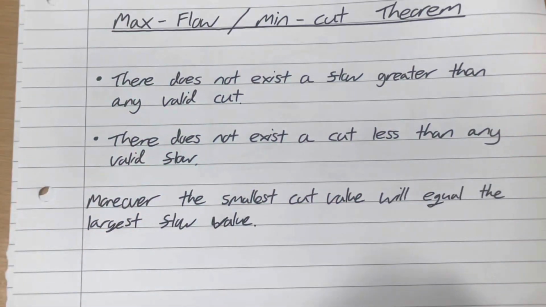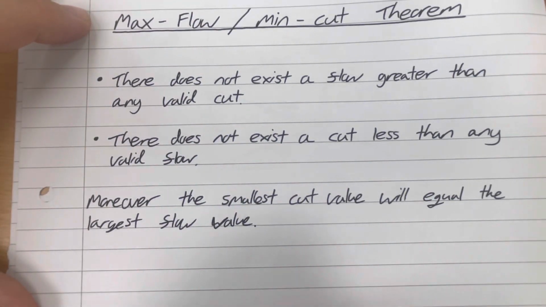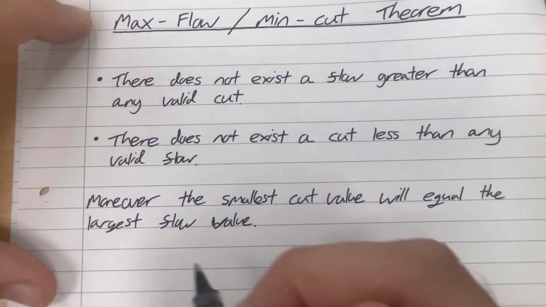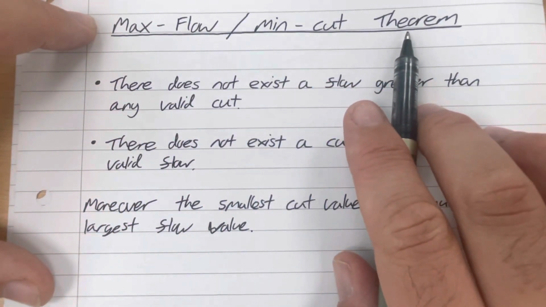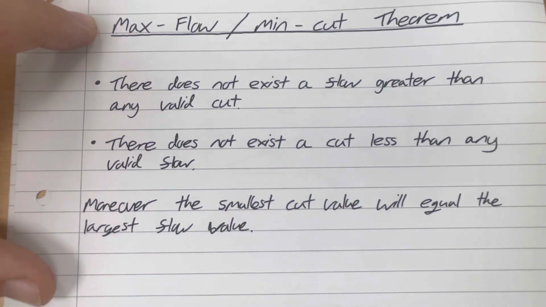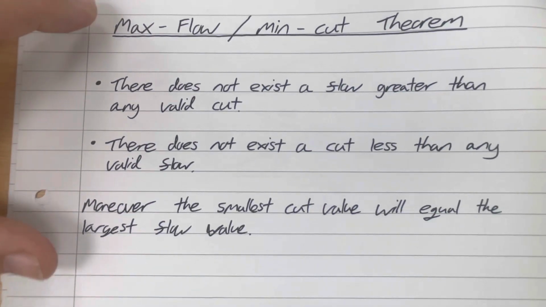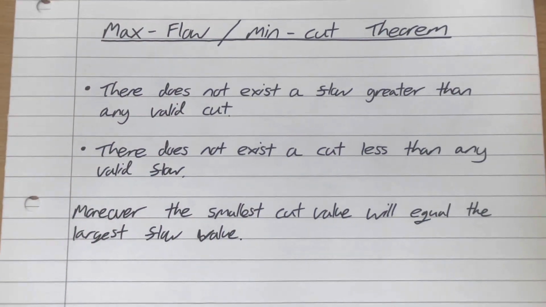Okay. The smallest cut value will equal the largest flow value. And this idea is the max flow min cut theorem. So when you're answering a question, if it says justify why this is a maximum flow, you could say, well, this cut is such and such, which equals this flow. By the max flow min cut theorem, this must be the maximum flow through the network. Okay, so that's how we tend to use it on this course.